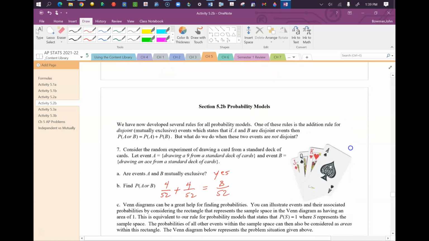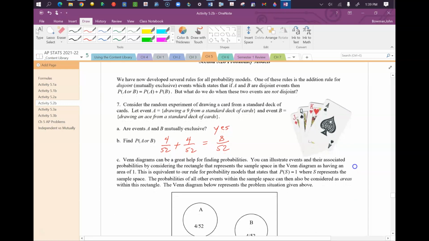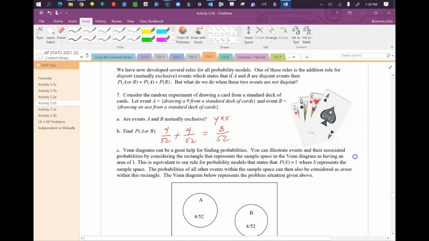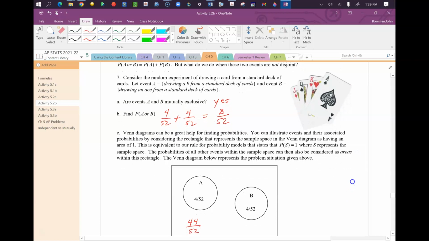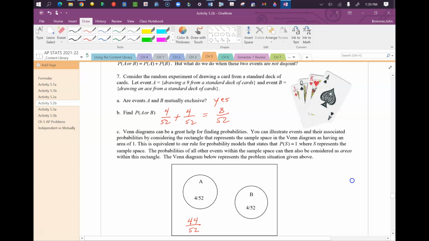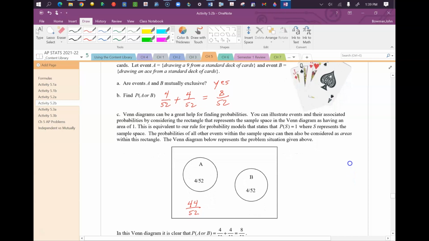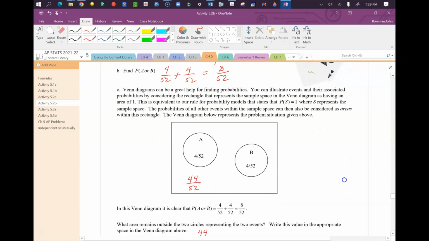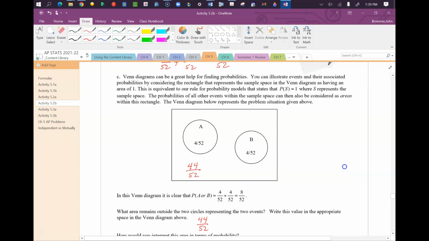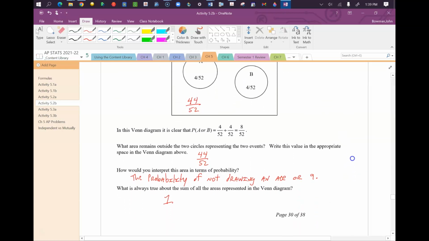Number 7, some examples with cards. Again, make sure you understand what events A and B are, how they're defined. A, drawing a 9 from a standard deck of cards, and B, drawing an ace from a standard deck of cards. Here's the Venn diagram that represents them. Remember, the Venn diagram, when you add up the probabilities in it, the total of the probabilities has to add up to 1 because it represents the entire sample space.